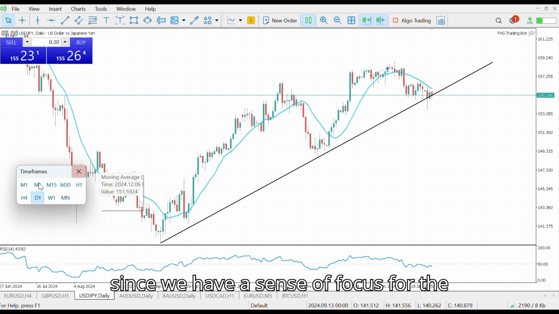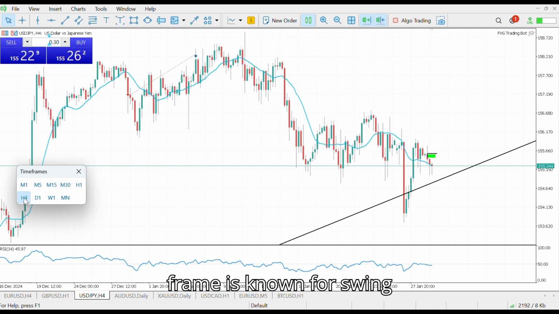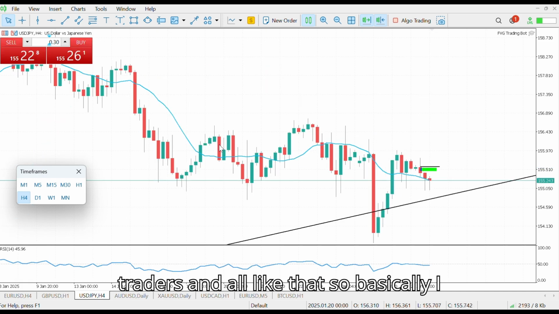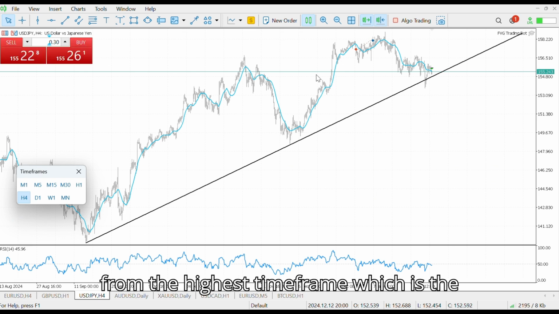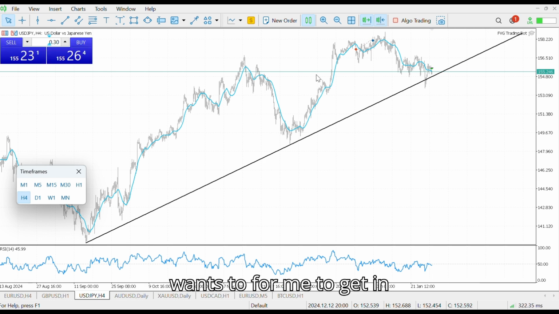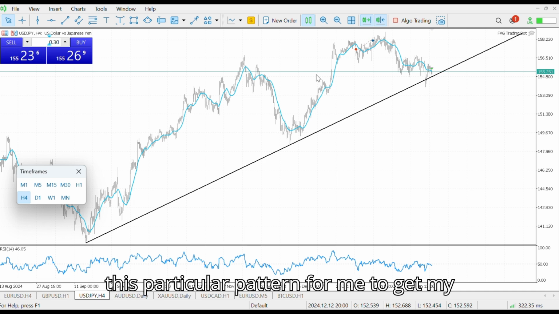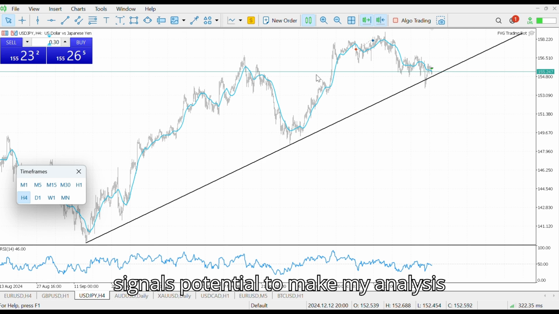since we have a sense of focus for the day, we move down to the 4 hour time frame, a lower time frame, which is known for swing traders and the like. Basically, I like to make my analysis starting from the highest time frame, which is the daily, down to the lowest time frame. Once I get my focus for the day, then the 4 hours is to look out for potential signals to make my analysis, rather.